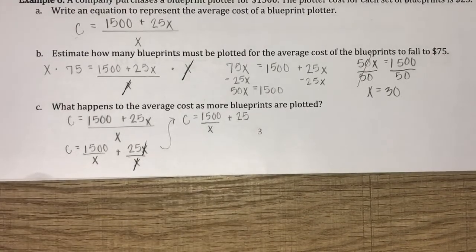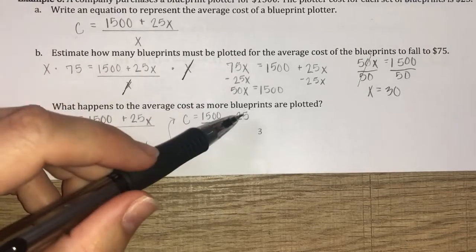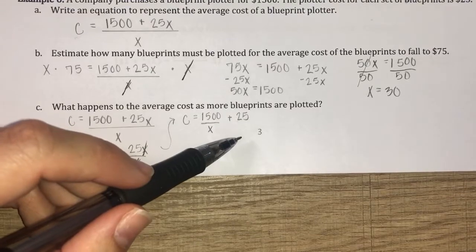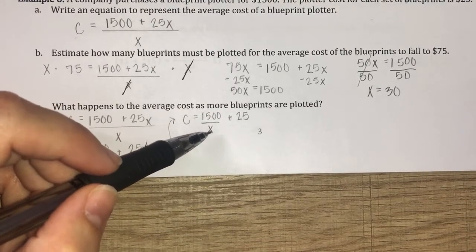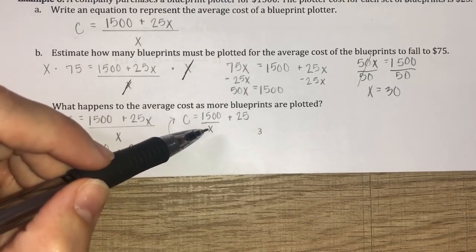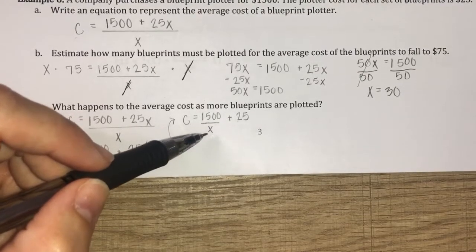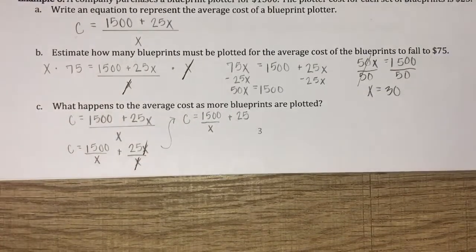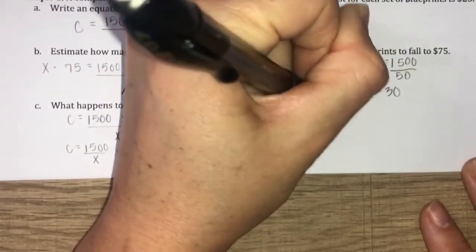So the more blueprints I'm plotting, the smaller this number gets, and the closer the overall cost gets to 25, but it's never going to get to 25 or get below 25, because this 1,500 over x can get infinitely close to 0, but it will never get to 0, and it'll definitely never be negative because I can't have a negative amount printed, a negative x value basically. So this will just get very close to 0 without actually crossing it. So the cost approaches $25.